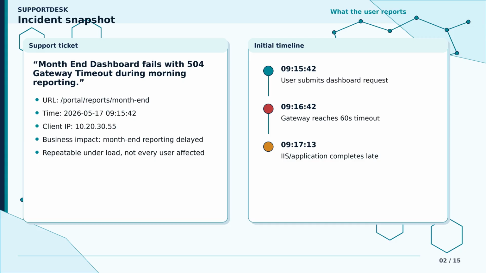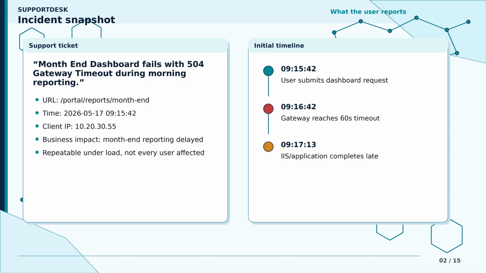The incident starts with a simple user report. The month-end dashboard is returning a 504 gateway timeout. That user report gives us the symptom, but not the cause. At this stage, we should avoid jumping to conclusions. A 504 usually means that a gateway, proxy, or load balancer did not receive a response from the upstream service in time. The upstream service may be IIS, the application, SQL Server, an external API, or another dependency behind the application. The first support task is to capture the facts.